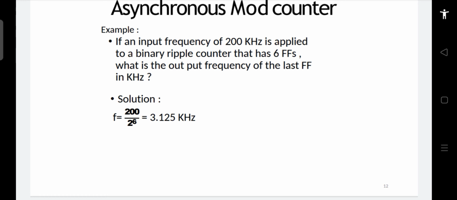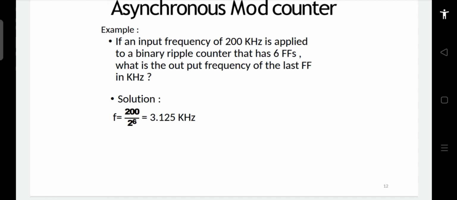So the question is, if the clock frequency of the input clock pulse is 200 kilohertz, applied to a binary ripple counter that has 6 flip-flops. So in all there are 6 flip-flops, and to the first flip-flop we have applied a clock pulse with a frequency of 200 kilohertz. The question is asking what will be the frequency at the output of the last flip-flop. So how will you determine it?